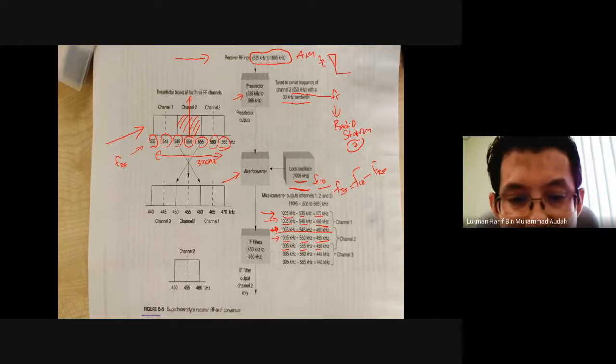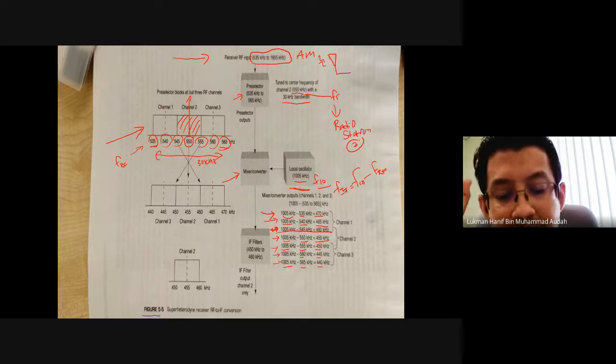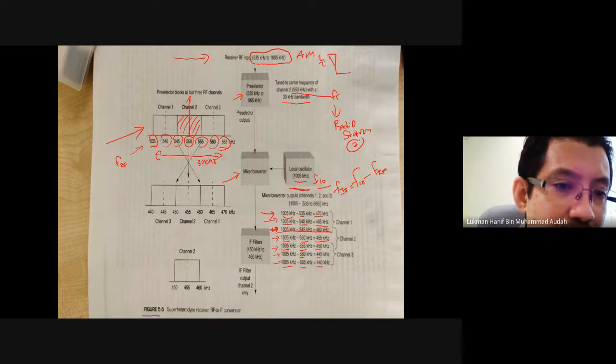And then we convert channel 3, okay, channel 3, FLO minus 555, and we get 450. And then FLO minus 560, we get 445 kilohertz. And then the last one, FLO minus 565 kilohertz, so we get 440 kilohertz. Okay, maknanya kita nak tukar satu persatu semua komponen RF ini.